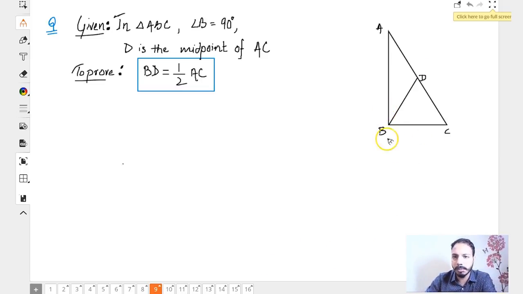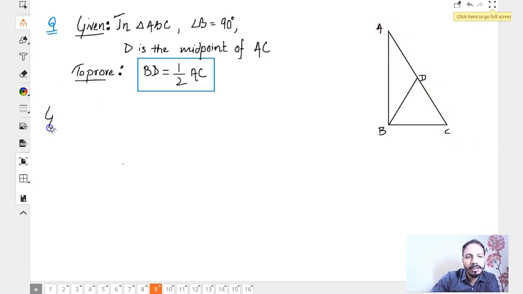So for example, in this question, ABC is a right angle triangle where angle B is 90 degrees, and it is said that D is the midpoint of this hypotenuse AC, right? So they are asking to prove that BD is equal to half of this, right?